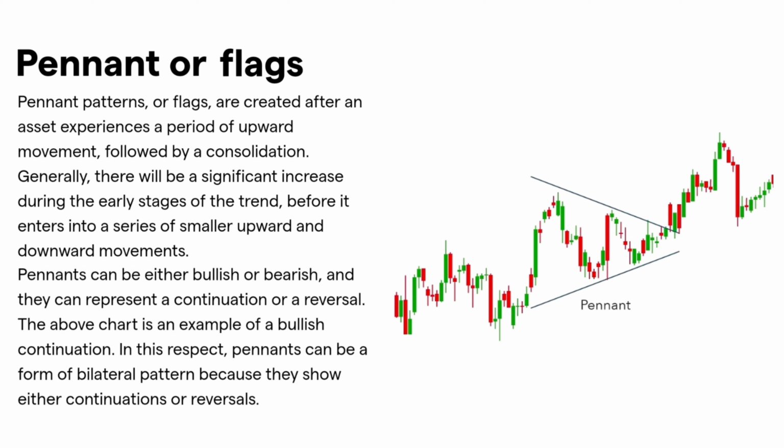Pennant patterns, or flags, are created after an asset experiences a period of upward movement followed by a consolidation. Generally, there will be a significant increase during the early stages of the trend before it enters into a series of smaller upward and downward movements. Pennants can be either bullish or bearish, and they can represent a continuation or a reversal. The above chart is an example of a bullish continuation. In this respect, pennants can be a form of bilateral pattern because they show either continuations or reversals.